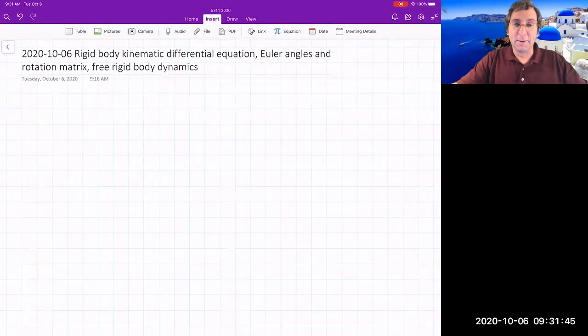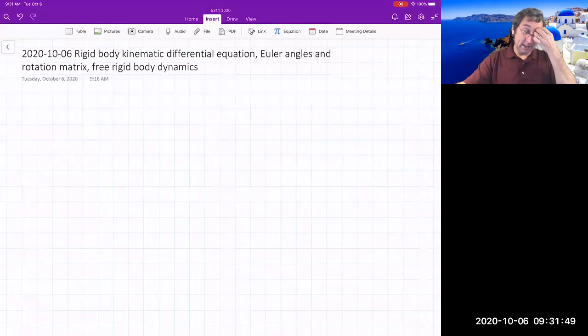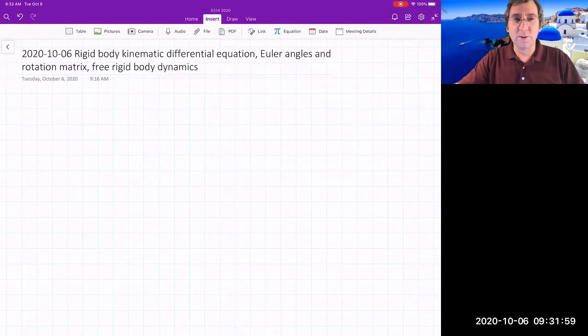We're going to continue talking about rigid bodies. We're going to talk about the rigid body kinematic differential equation, using either Euler angles or the rotation matrix. And if there's time, get to some pre-rigid body dynamics. So let's just get into it.